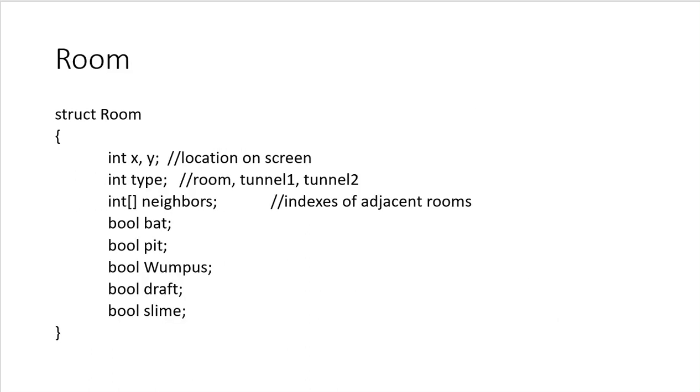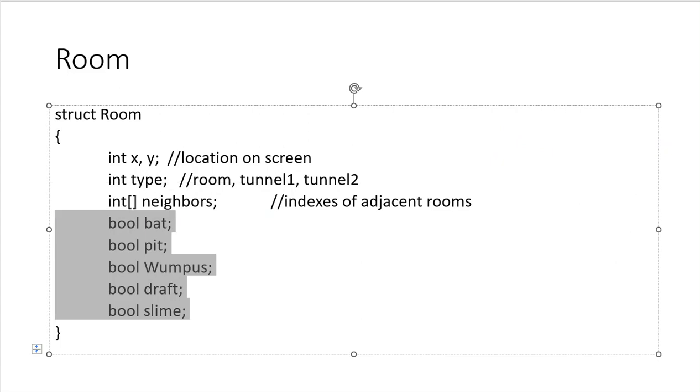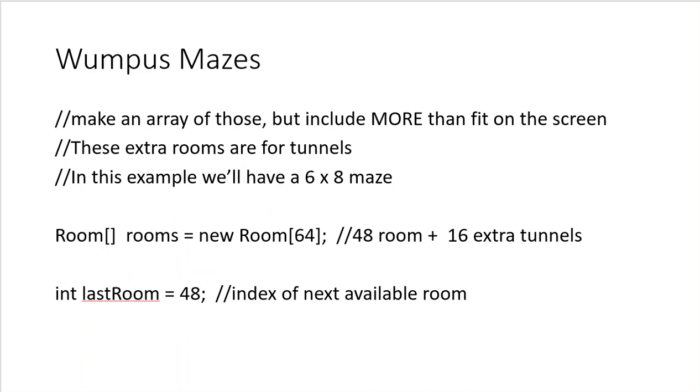You're also going to need some sort of class, structure, or object that defines what's in a room. The way I did it, a room knows where it is on the screen, like what kind of box it is on the screen, and then it's got an indicator for its type and an array of its neighbors. And if you're actually making a real Wumpus game, you're going to need booleans or bit flags to indicate what's in those rooms. Then you're going to want an array or a list of those.